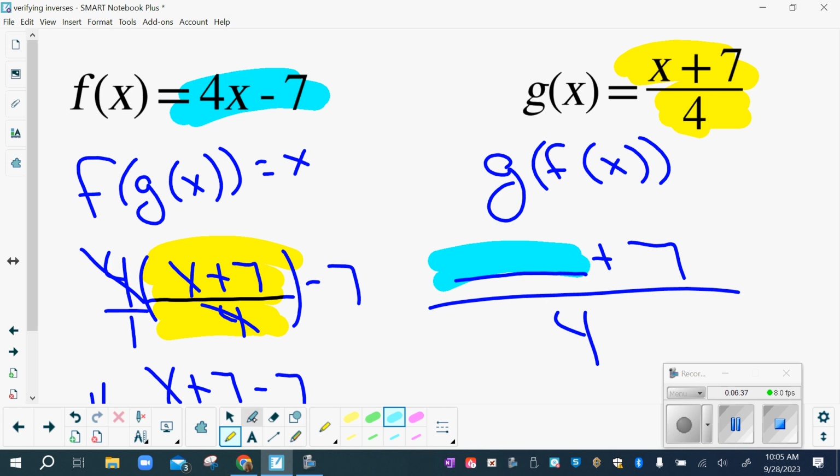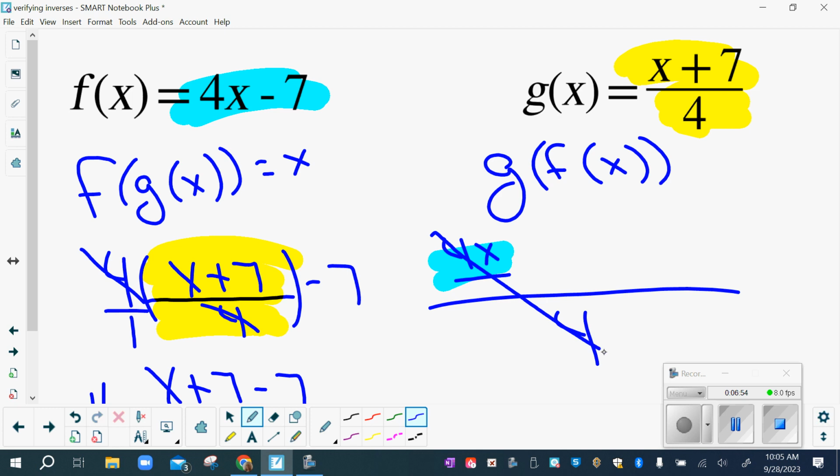So we're going to take this guy and say 4x minus 7. Got my little space filled. Hey, negative 7 and positive 7. Those dudes go away. 4x over 4. Well, those guys go away. So I get x and a happy face. 2 happy faces. I have verified they are indeed inverses.